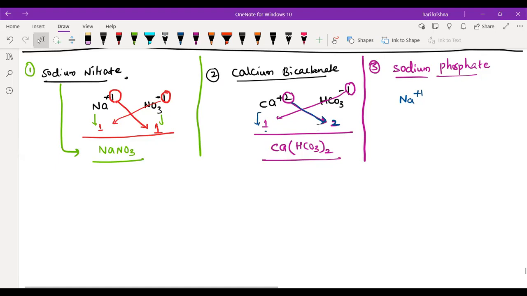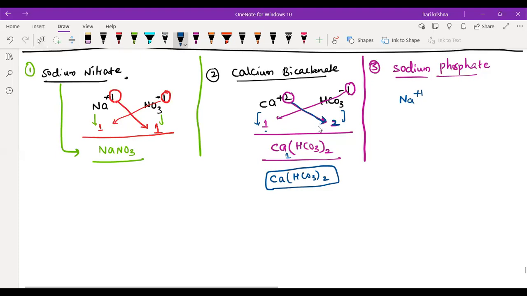How many HCO3s are there together? 2. So calcium is 1. HCO3 completely is together only 2, right? Yes, sir. We don't need to mention the 1 separately. So we'll write it as calcium HCO3 taken 2.